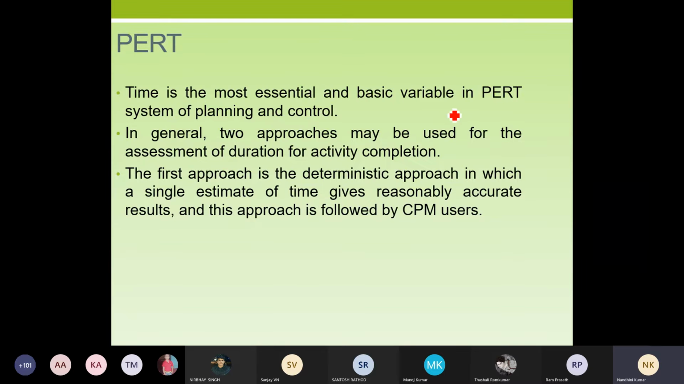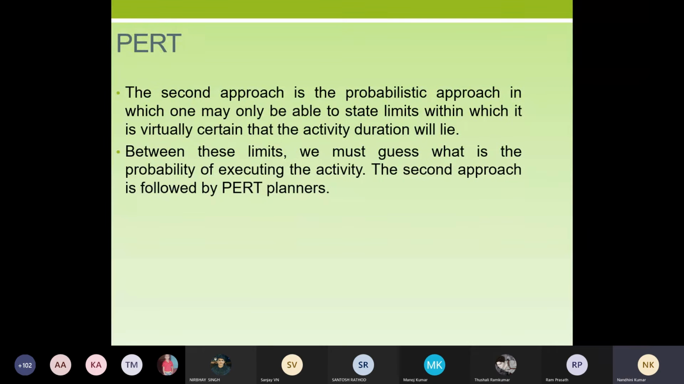Time is the most essential and basic variable in the PERT system of planning and control. In general, two approaches may be used for assessing the duration of activity completion. The first is the deterministic approach, in which a single estimate of time gives reasonably accurate results, and this approach is what CPM uses. People who follow CPM are called CPM users, and people who use PERT networks are called PERT planners. This is the universal term they use.